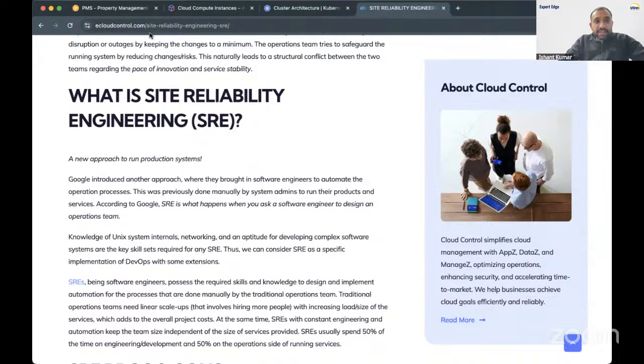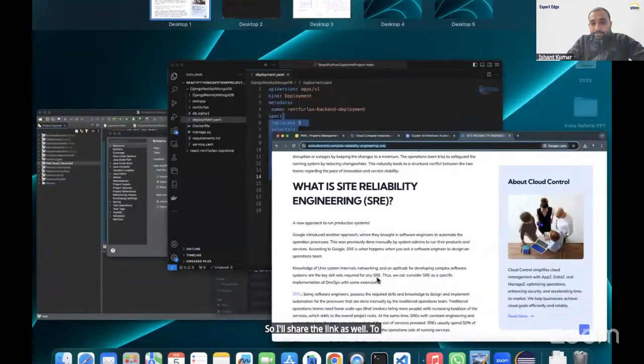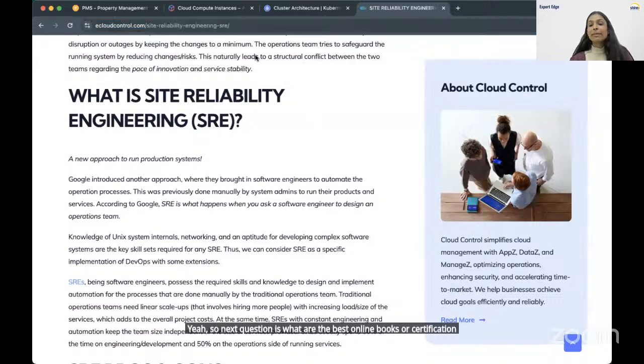So I'll share the link as well, right? Yeah, so next question is, what are the best online books or certifications to master scalable web development?